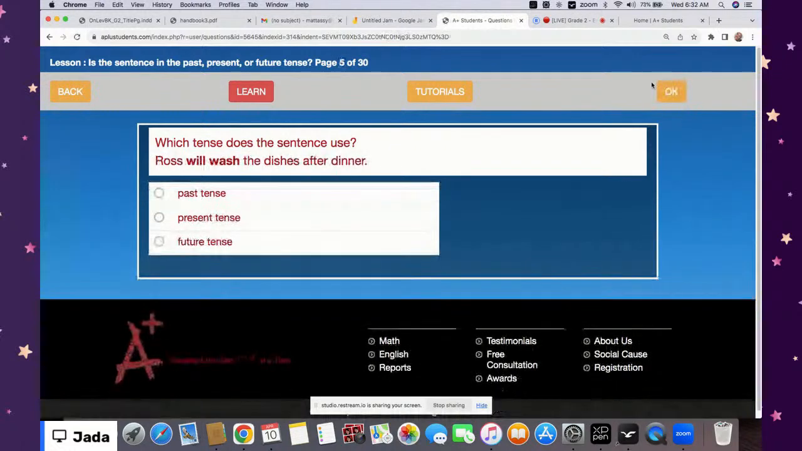Ross will wash the dishes after dinner. Send in your answers, guys. Let's be sure that you understand. Thanks, Winnie, for sending your answers. This one, will. What's the right answer?